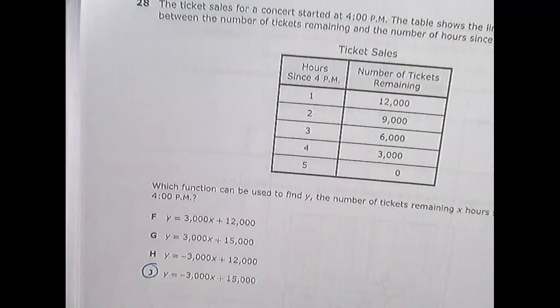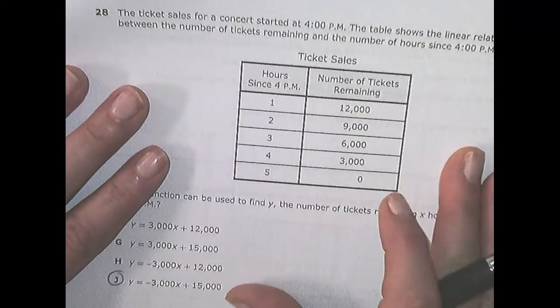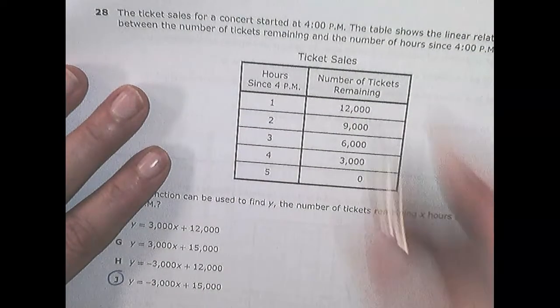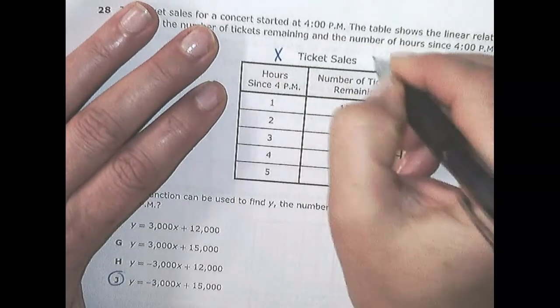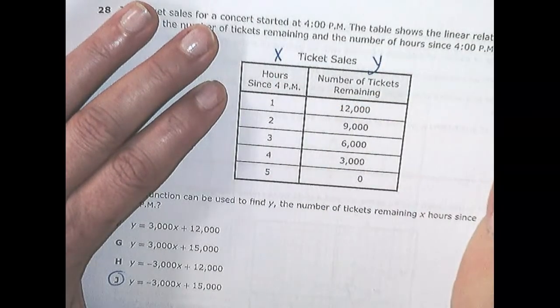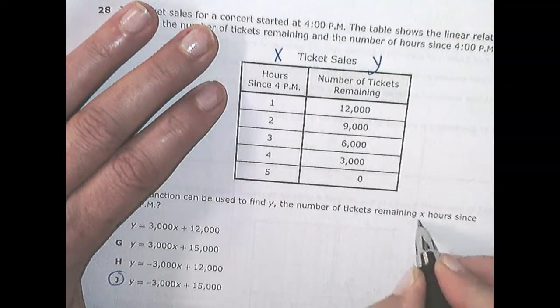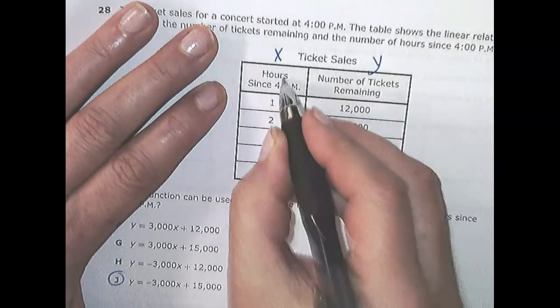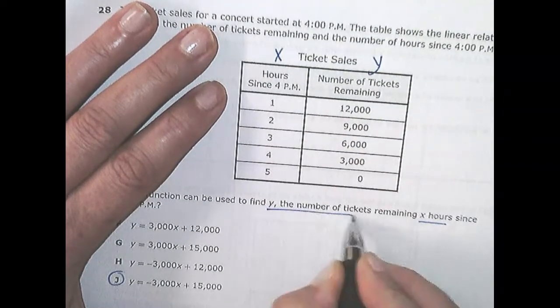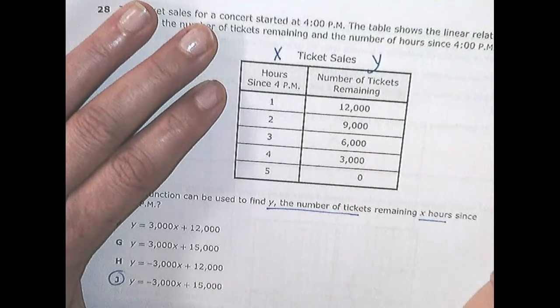Question 28. Ticket sales for a concert start at 4 o'clock. The table shows the linear relationship between these. Which function can be used to find y, the number of tickets remaining since 4 o'clock? Is this a table? It is. And is this possibly x? Could this possibly be, I don't know, y? Maybe. Let's see if we can figure that out. X is hours. Y is the number of tickets. Hey, I'm a pretty good guesser.